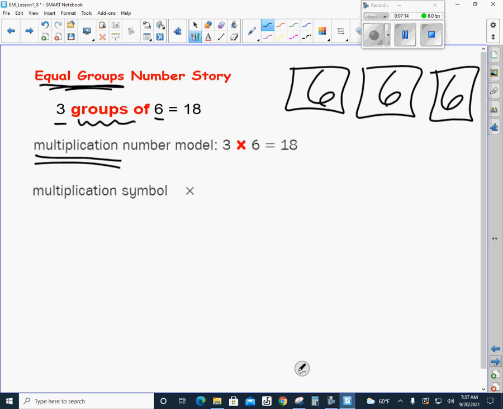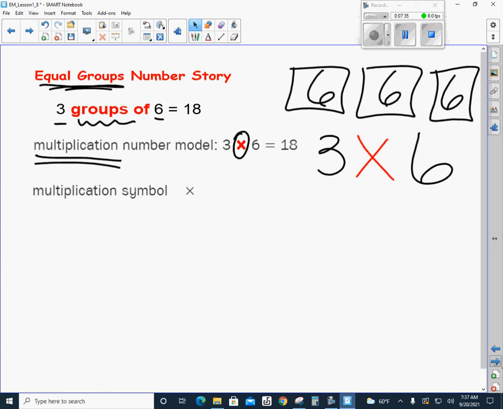Whenever you have equal groups, you can replace that with a multiplication symbol. Think about it like, as I read that sentence, I have 3 groups of 6. So I can replace that multiplication symbol with the words groups of. So 3 times 6 equals 18. That's what multiplication is: equal groups.